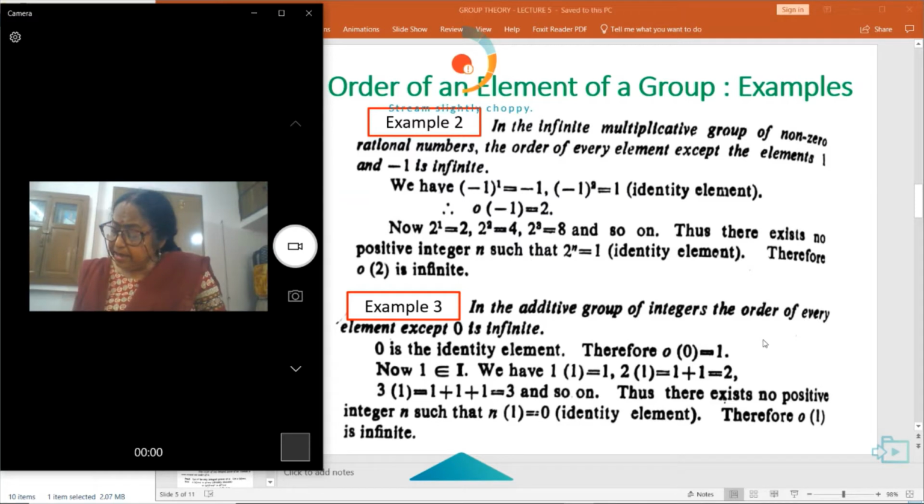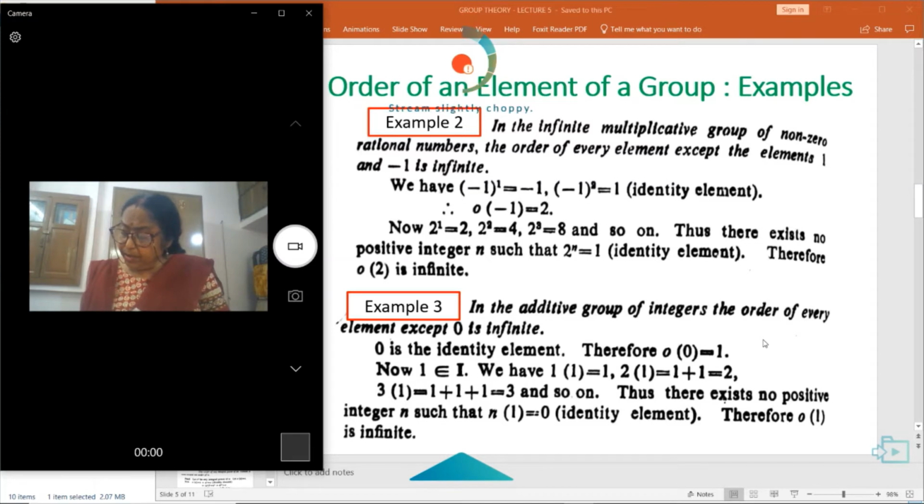Then we can say 2 to the power 1 is 2, 2 squared is 4, 2 cubed is 8, and so on. Thus, there exists no positive integer n such that 2 to the power n is equal to 1, the identity element. Therefore, order of 2 is infinite. Next, take another example. In the additive group of integers, the order of every element except 0 is infinite.